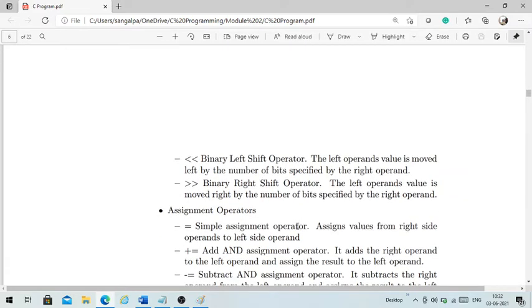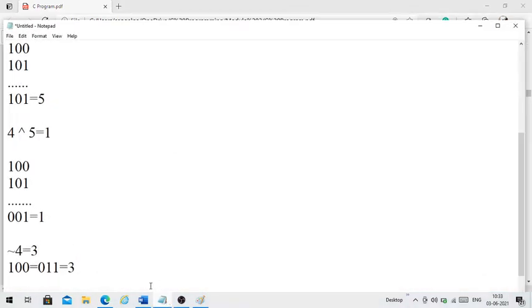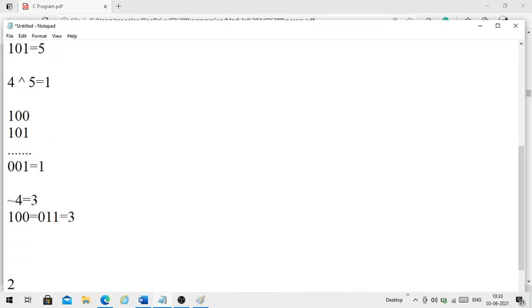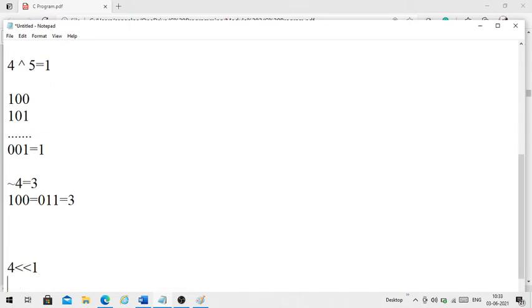Next is left shift and right shift. Actually, left shift will shift the bits to the left side and right shift will shift the bits to the right side. It's a binary operator itself. First we will take the left shift. 4 left shift 1 time. What it means is that I want to shift the number 4 by 1 time.